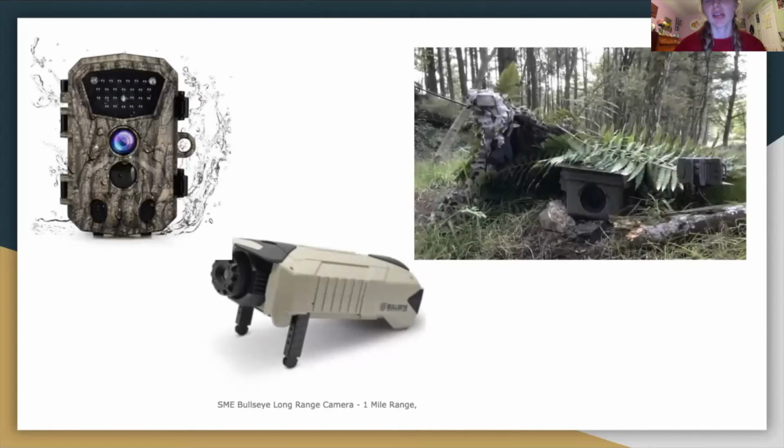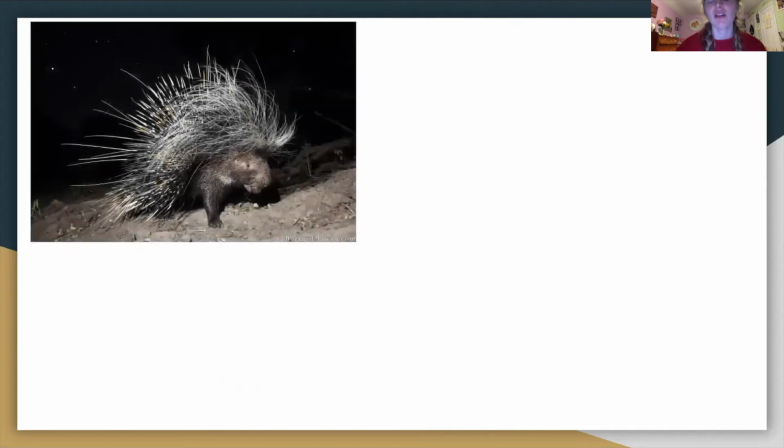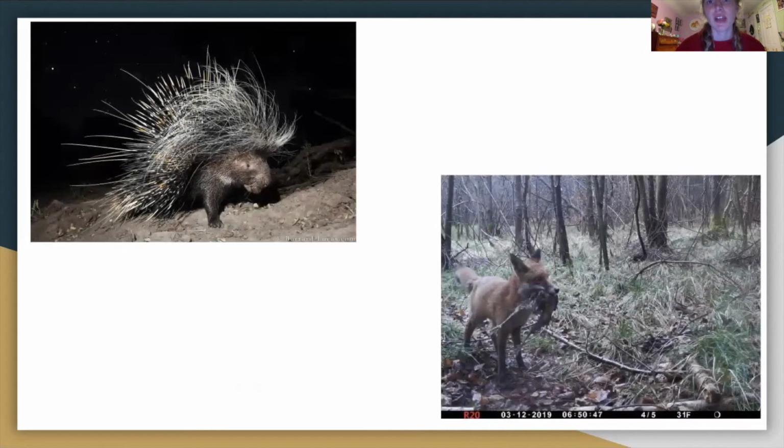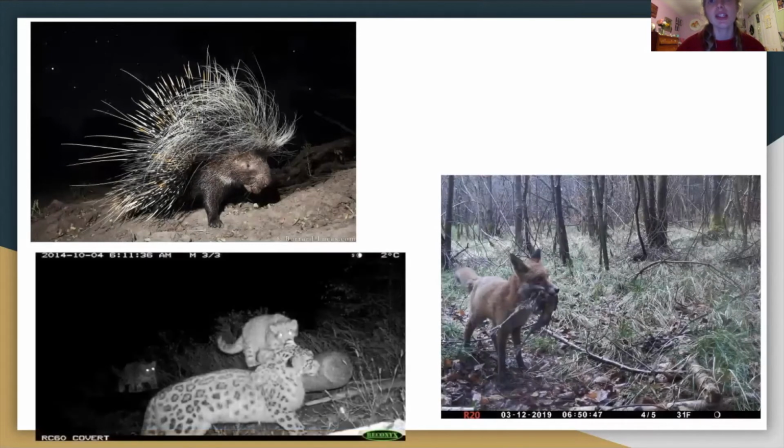And then here's an example of how you would maybe set it up out in the wild to kind of camouflage it so that maybe wildlife won't know that it's there. Can work, doesn't always. And here's some more pictures of camera trap photos. So here's a porcupine, here's a red fox with a pheasant in its mouth, and this is a cool one. It's a female snow leopard with her two cubs, all caught with different camera traps.